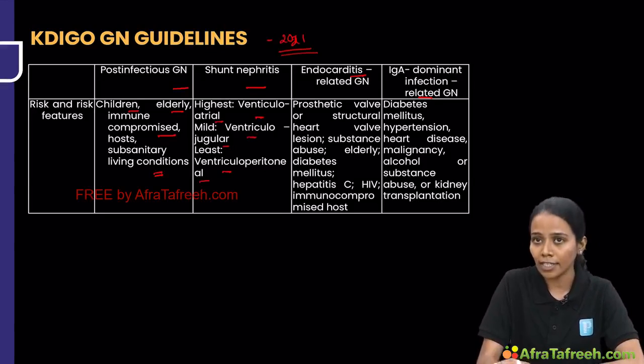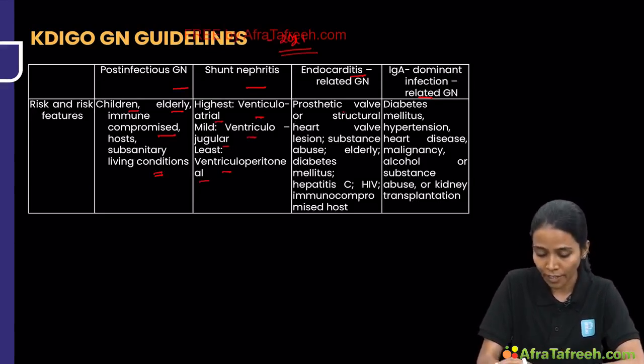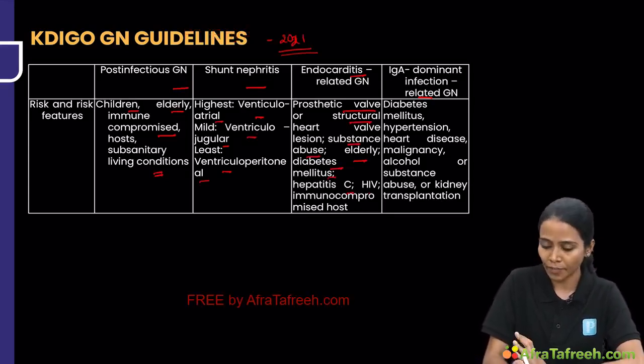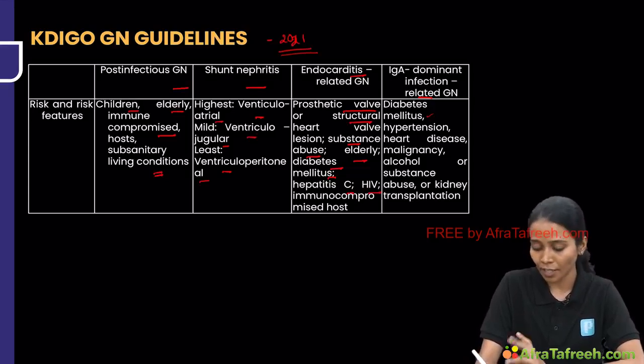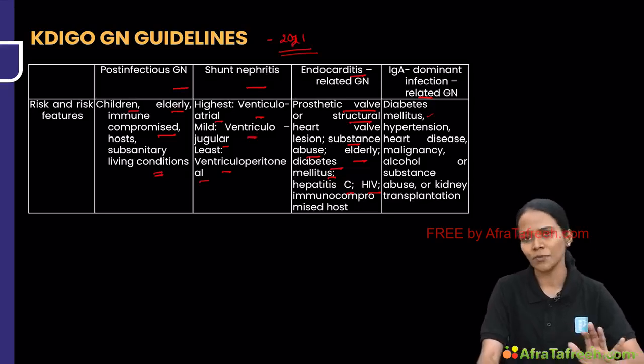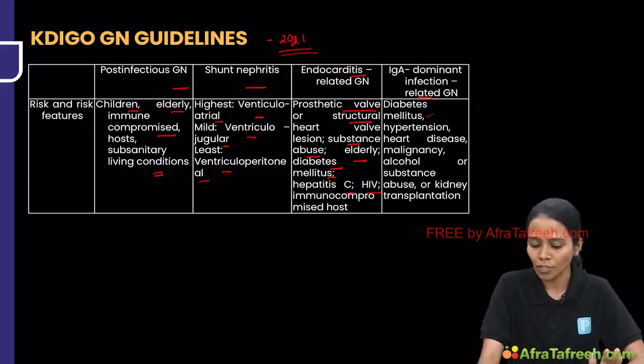In endocarditis related GN, it is seen in prosthetic valve or structural heart valve lesion, and if there is substance abuse or in immunosuppressed like elderly, diabetes, hepatitis C, HIV. Okay. In IgA dominant infection related GN, mostly because of diabetes, patients will have diabetes, elderly patients with heart disease, malignancy, alcohol abuse or kidney transplant. So these are the risk factors. So mostly it is seen in immunosuppressed individuals.